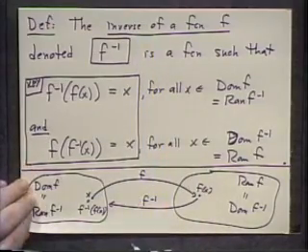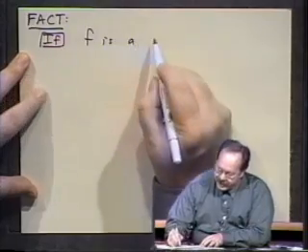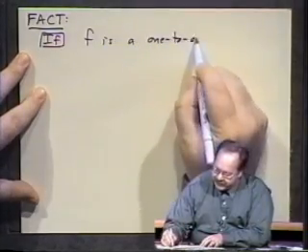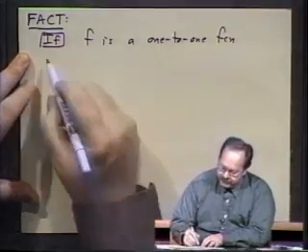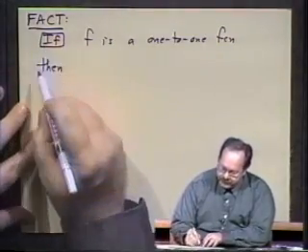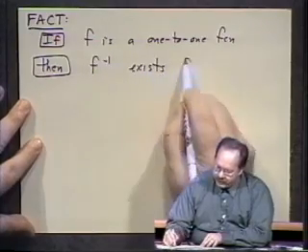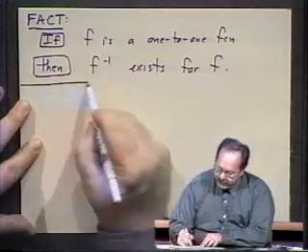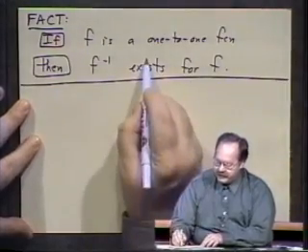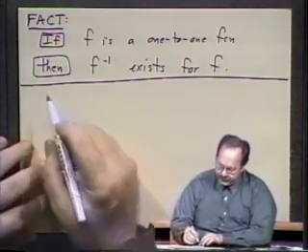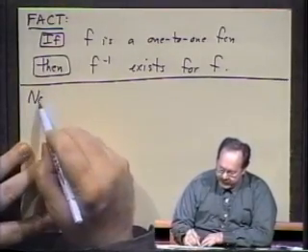What sorts of functions have inverses? Here is the answer to that question. Fact: based on all the work we just did, if f is a one-to-one function, then f inverse exists for f. So f has an inverse function that undoes it if it's one-to-one. That's automatically true. Now, I said I'd give you a little bit of warning about the notation.